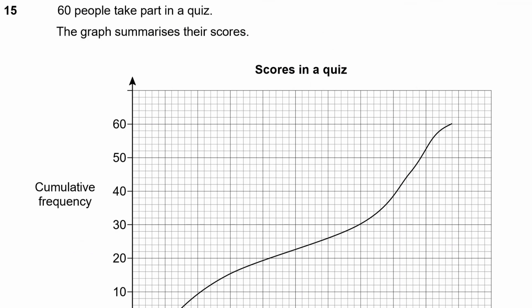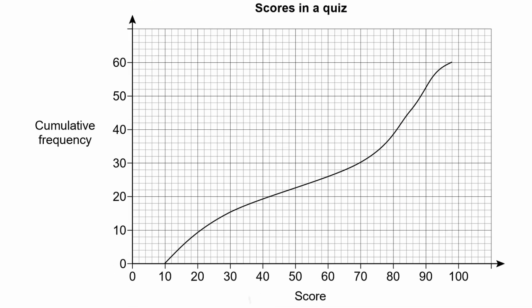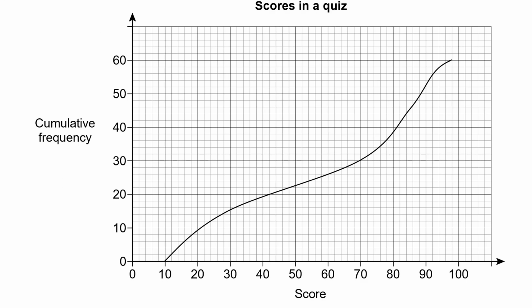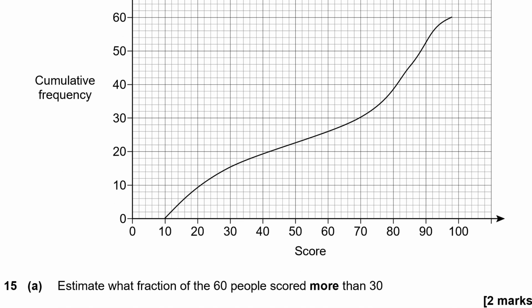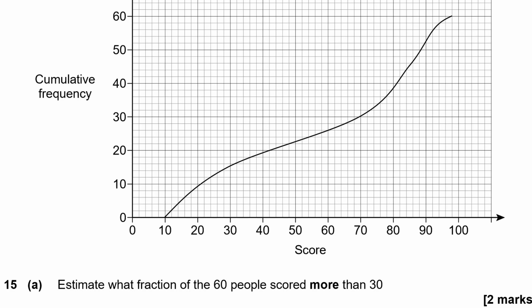Question 15. 60 people take part in a quiz and the graph summarizes their score. Now you can see we've been given a cumulative frequency curve with all the marks on it. Now we're asked to use the graph to estimate what fraction of the 60 people scored more than 30 marks. Now here's 30 on my graph.